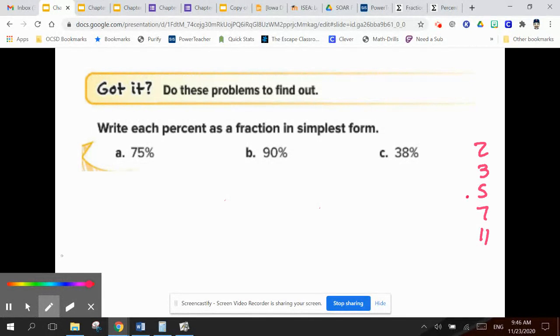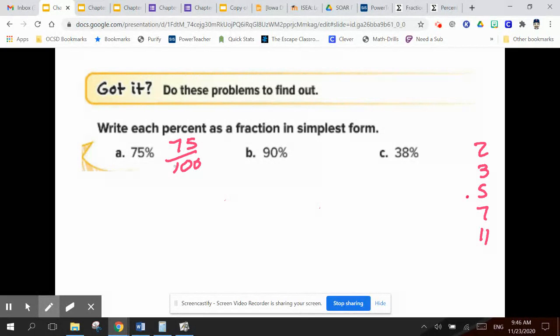To write each percent as a fraction in simplest form, we'll take the first one, 75%. 75% is the same as 75 over 100. So again, I use my pineapple upside down cake method. I use my numbers over here to help me. I know 5 is a factor again because they both end in 5 and 0. 5 goes into 75 15 times. 5 goes into 100 20 times. That should be a number that you should know. 5 times 20 is 100.